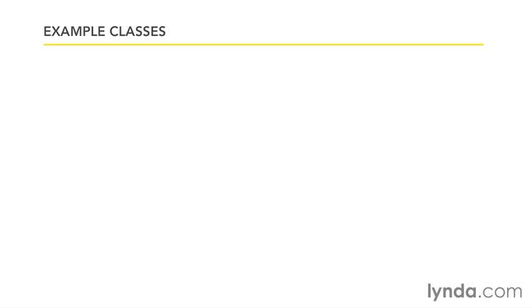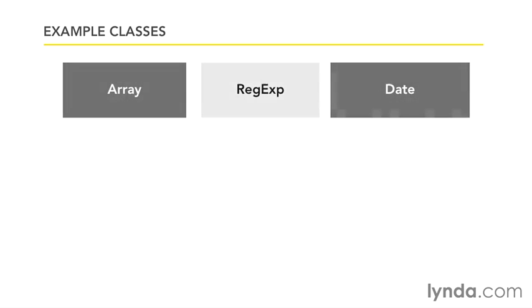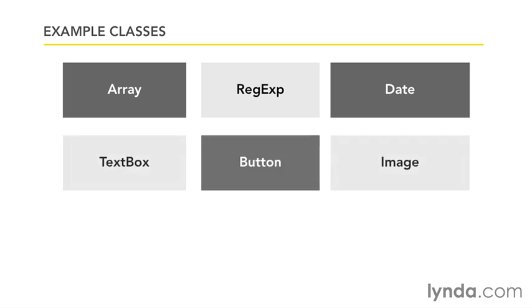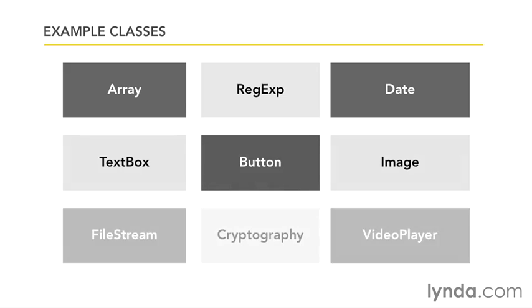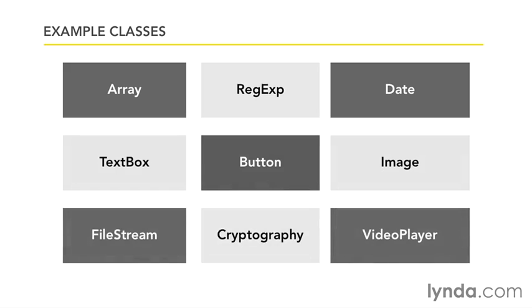So in JavaScript examples, we've seen classes that represent simple things like arrays and dates. But when you start working with languages like Objective-C, Java, and C#, classes are also there to represent text boxes and images and buttons. And more than that, you'll find them for files and video players and cryptography functionality, and pretty much anything else you can imagine.